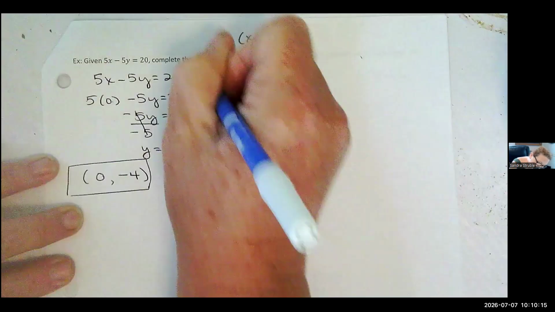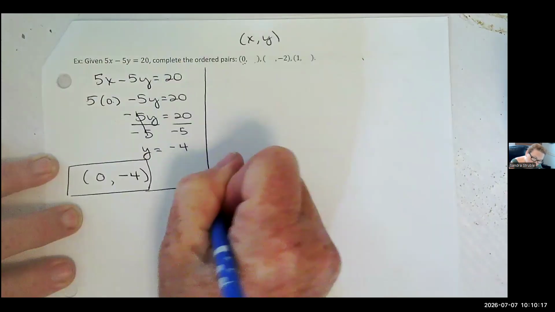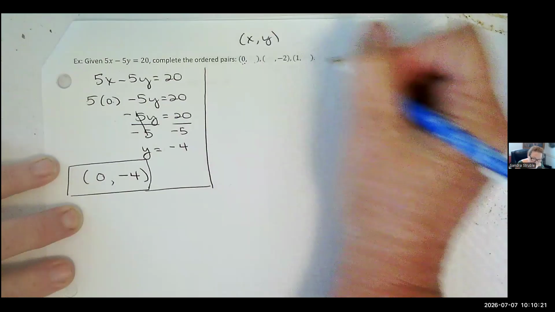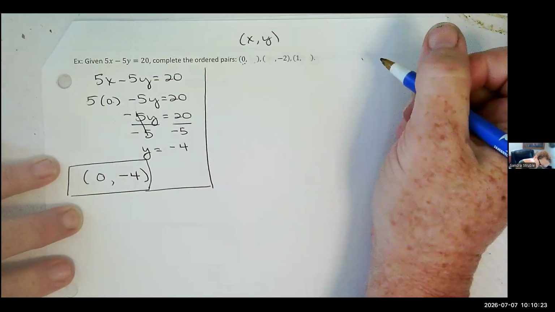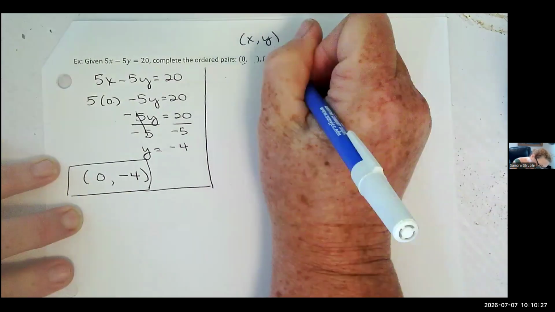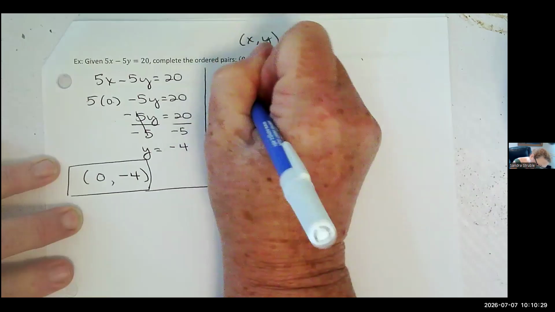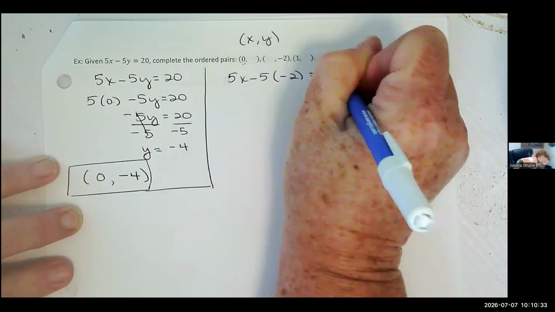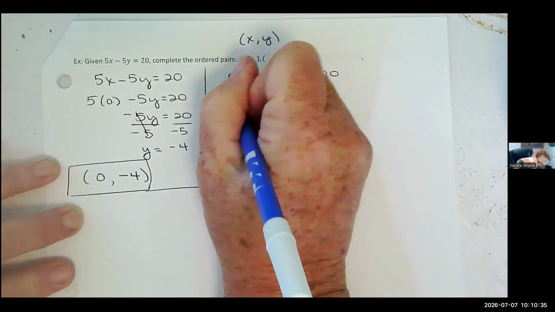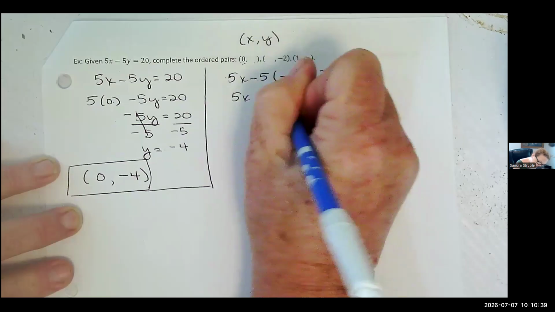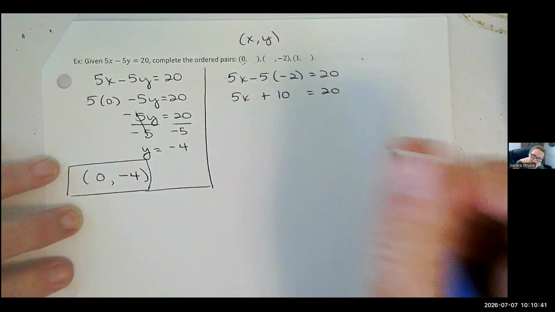I want you to go through and do the -2 for y and then the 1 for x. Come back to see how you did. Pause the video, please. All right, for this one, they're telling us that y is -2, so 5x minus 5y, with y being -2. And I just need to simplify. 5x, negative times a negative is a positive. 5 times 2 is 10. Equals 20. I can't combine these. They are not like terms. This is an x, this is not.